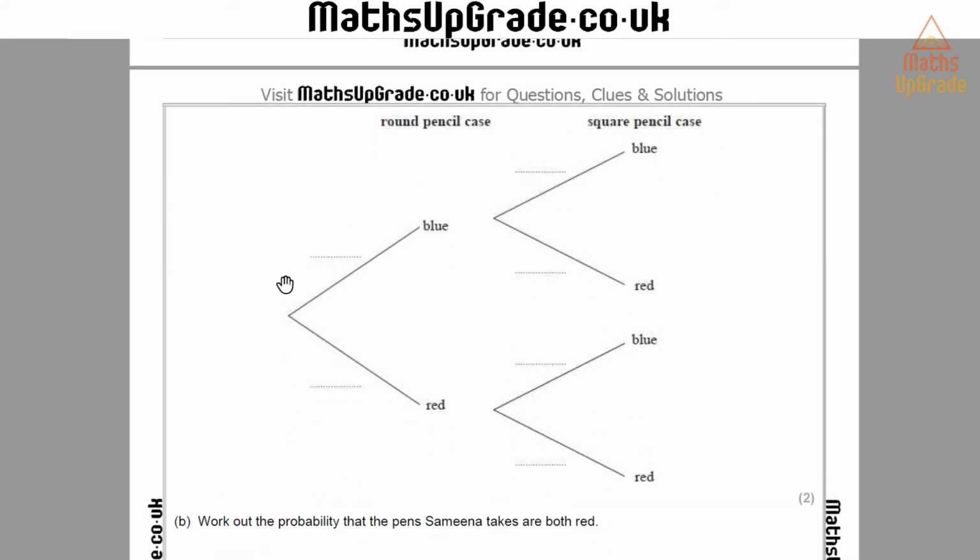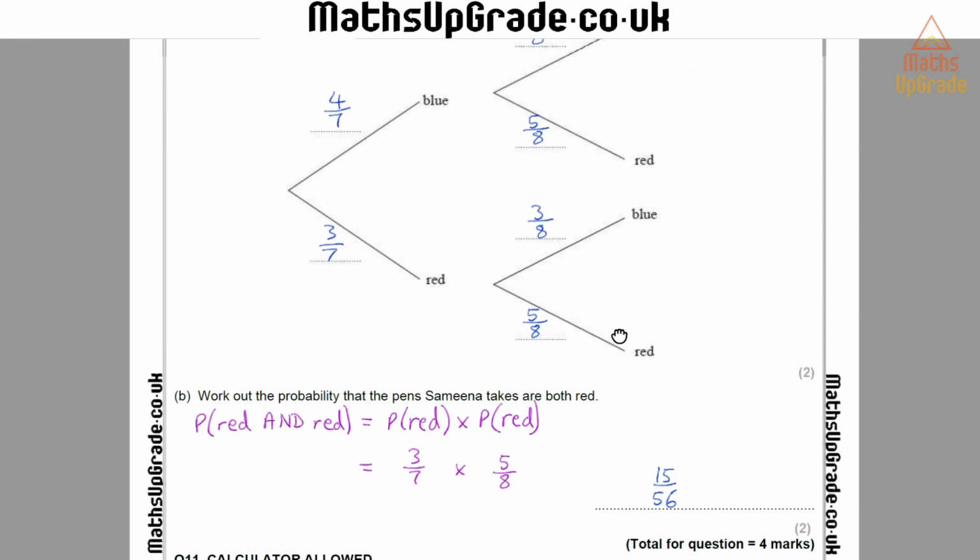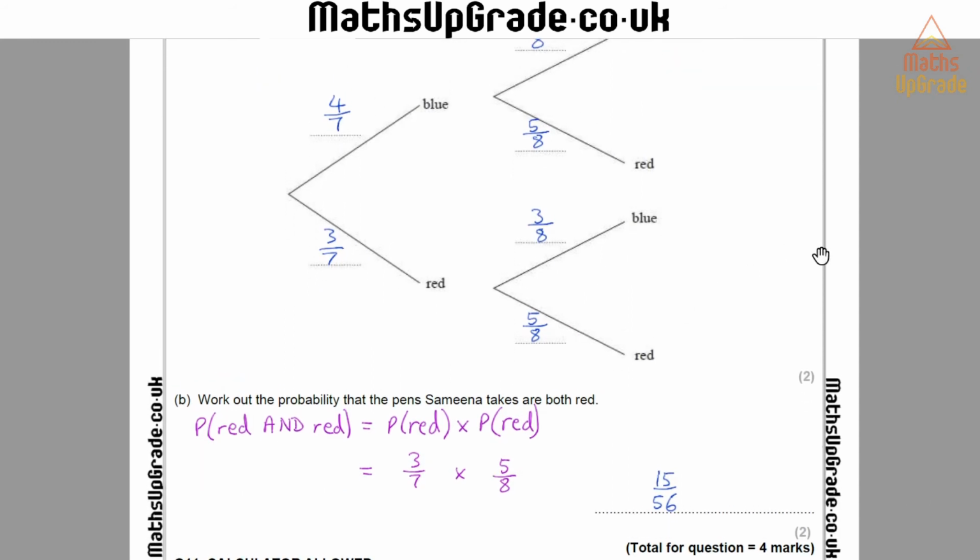In part B, I need to find the probability that the pens Samina takes are both red. So the probability of the first one being red is 3/7. The probability of the second one being red is 5 eighths. So the probability of red and red is 3/7 times 5 eighths, which becomes 15 over 56 for 2 marks.